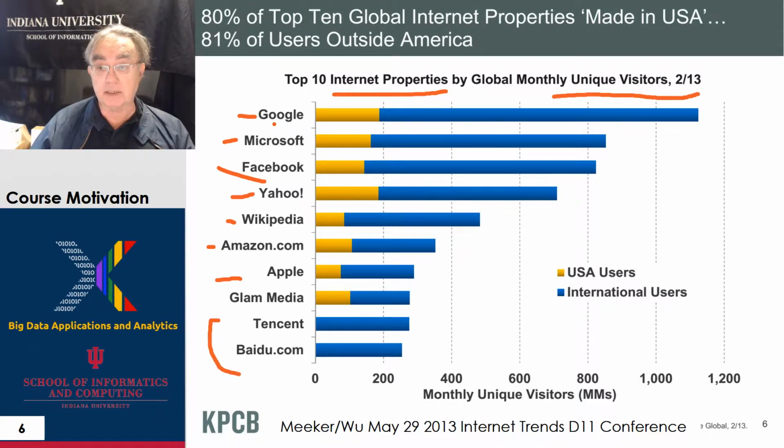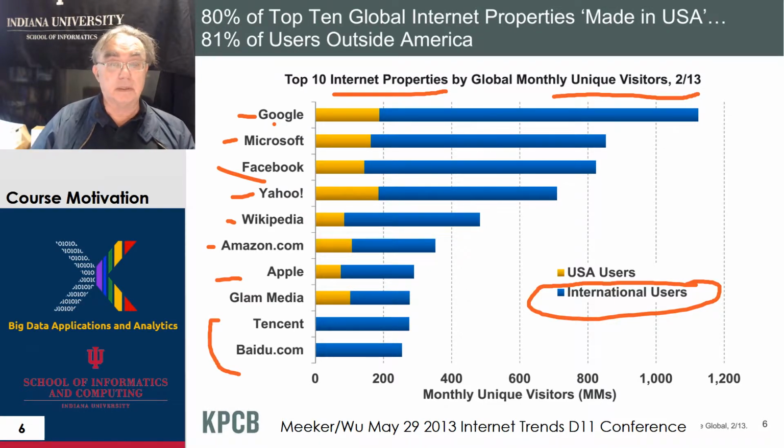And the interesting feature is the blue are international users, so that dominates the Chinese sites. But even if you look at the US sites, they're largely international users. So this is a rather remarkable statistic. 81% of the users are outside the USA, but 80% of the sites are inside the USA, which shows that as the USA remakes its industry, it's exporting internet sites in a rather dramatic fashion.